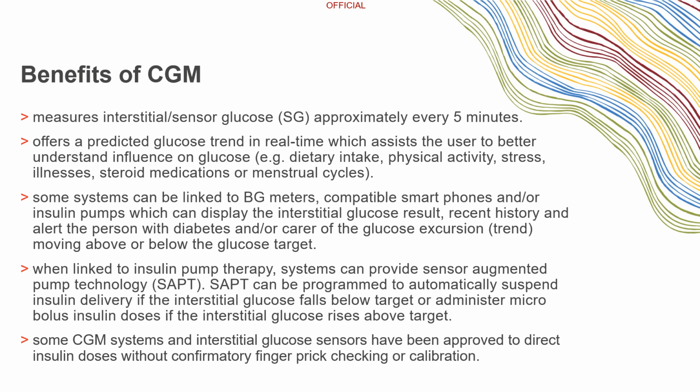CGM is particularly useful in lowering HbA1c and increasing time in range, in reducing hypoglycemic events and duration of time below target glucose range, is particularly useful in children and young people with their erratic lifestyles and behaviours, and particularly useful in women who are considering pregnancy or who are pregnant in regards to HbA1c, improvement in time in range, and improvement in neonatal outcomes.